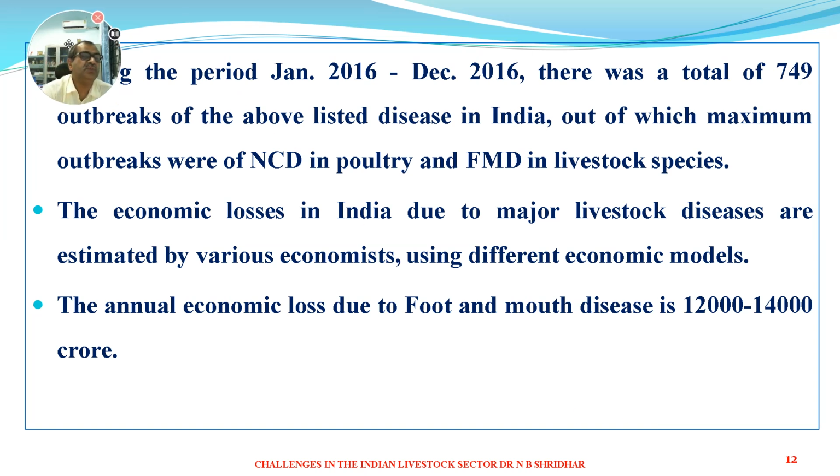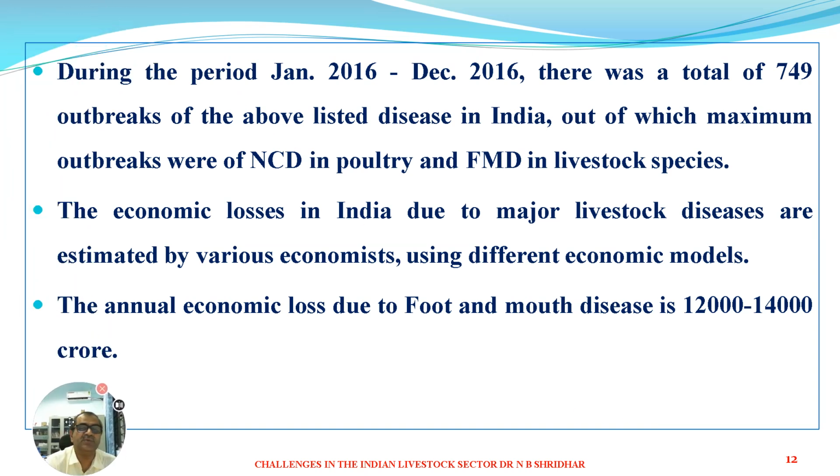During the period from January 2006 to December 2016, there was a total of 749 outbreaks of the above listed diseases in India like FMD, HS, etc. The maximum outbreaks were of Newcastle disease in poultry and FMD in livestock, especially during the year 2016, and the same pattern is present today also.